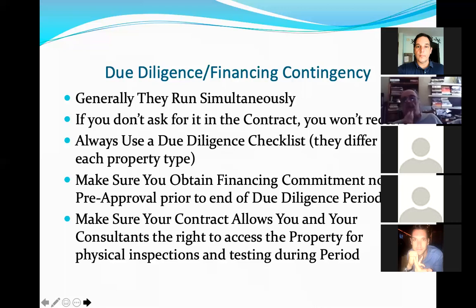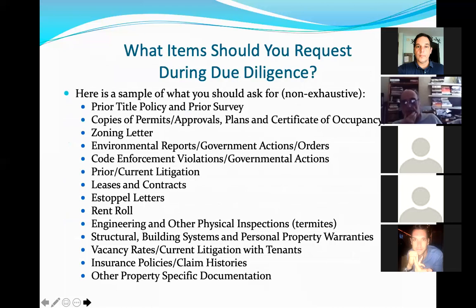I'm going to go next to the next slide, which is going to go through what items you should request during due diligence. And the list below is non-exhaustive. You always want to have the prior title policy and prior survey. This will help you understand what issues exist, at least at the time the seller purchased the property, and the prior survey. You want copies of permits and approvals. You want plans and certificates of occupancy for the property. You want to obtain a third-party zoning letter.